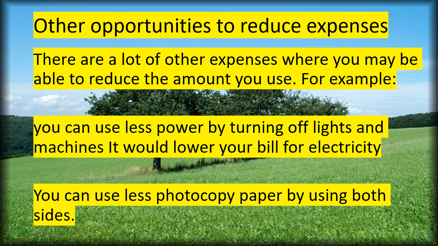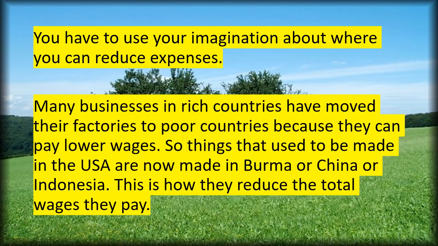There are a lot of other expenses where you may be able to reduce the amount you use. For example, you can use less power by turning off lights and machines and fans, things like that. It would lower your electricity bill. You can use less photocopy paper by using both sides. You have to use your imagination about where you can reduce expenses.